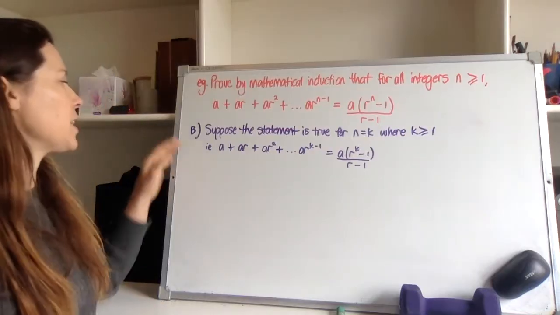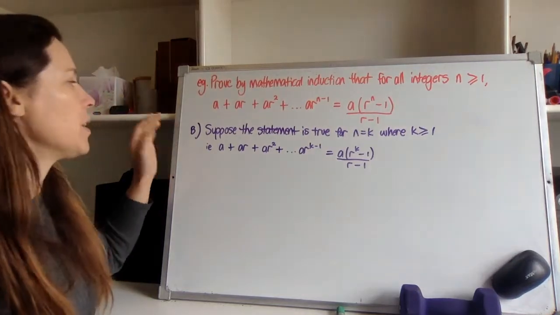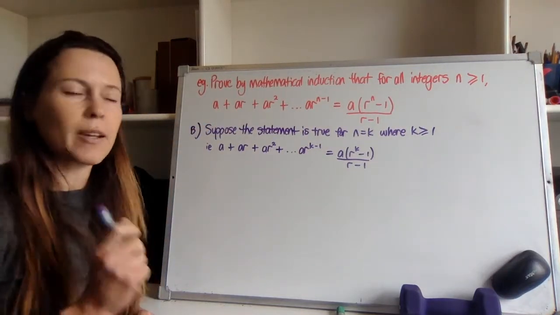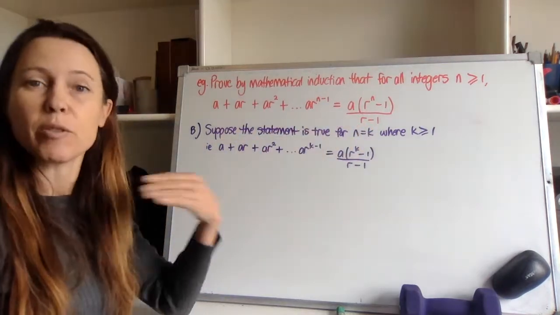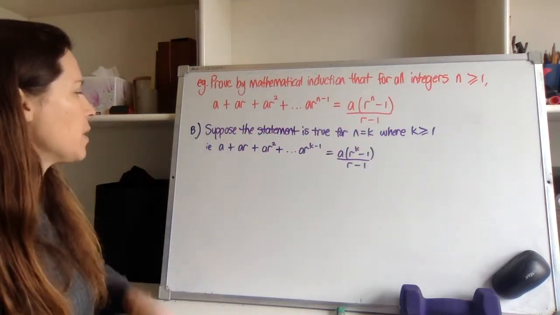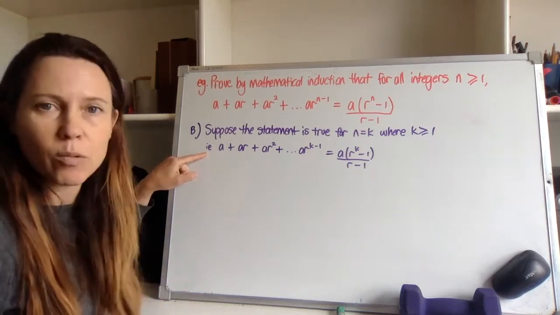For the second part, we need to write out this statement every time. Suppose the statement is true for n equals k, where k is greater than or equal to 1. Now you'll get used to writing this because you need to write down these words every time. Then you need to iterate exactly what that means.